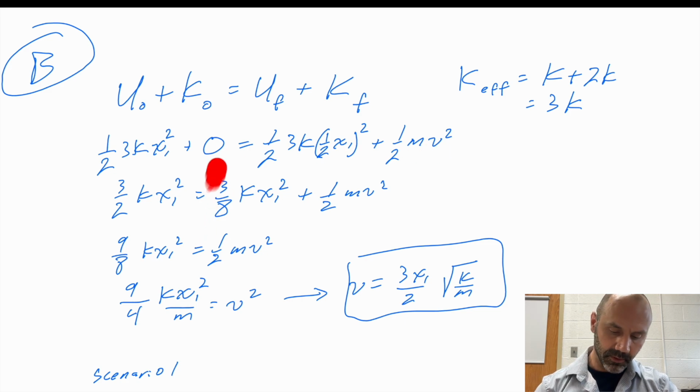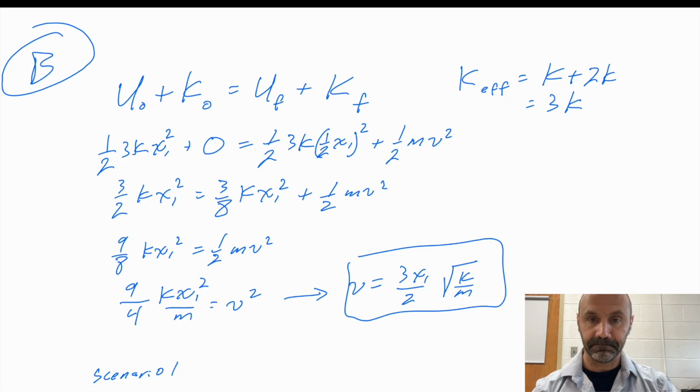This is just a bit of algebra, nothing too complicated, but I wanted to write out my steps as I was doing this. I end up with the expression 9/4 kx1 squared over m equals v squared. Take the square root and simplify, bring out the square roots that I can take, and I get v equals 3x1 over 2 times the square root of k over m.